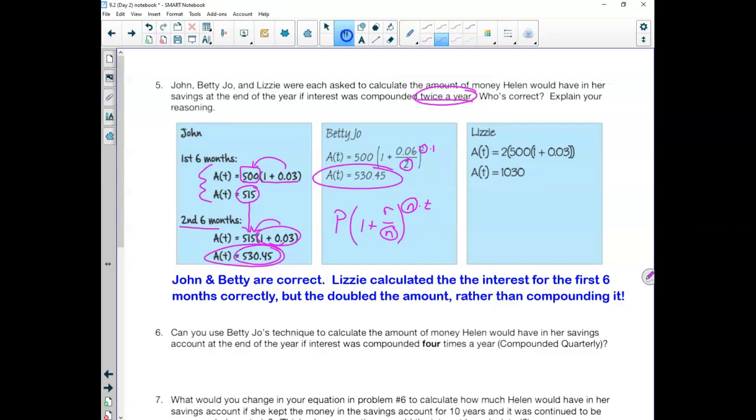Well, Lizzie calculated the interest for the first 6 months correctly. Okay, if Lizzie got rid of this 2, this would be the interest for the first 6 months. Yep, she did that, but then she's like, oh, I get that again. No, she didn't put another $500 in there at the end to kick that up. So that's who is correct.